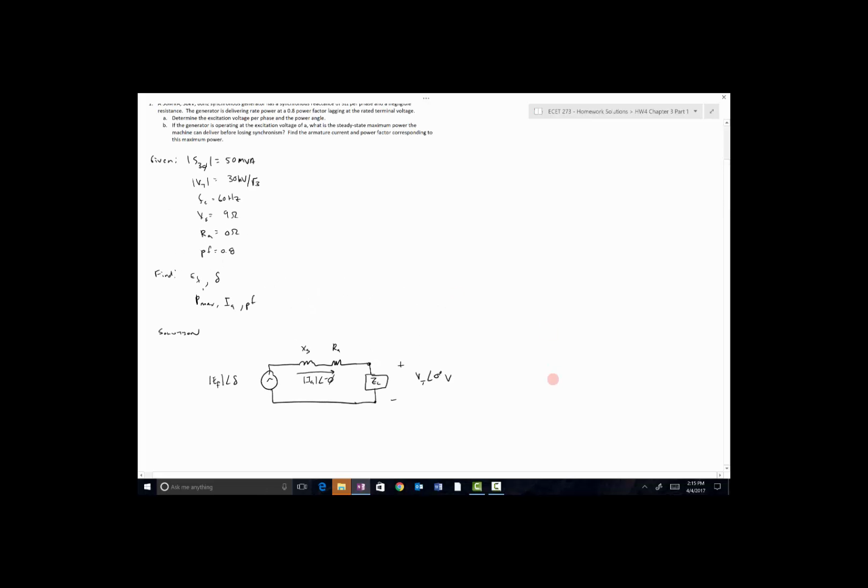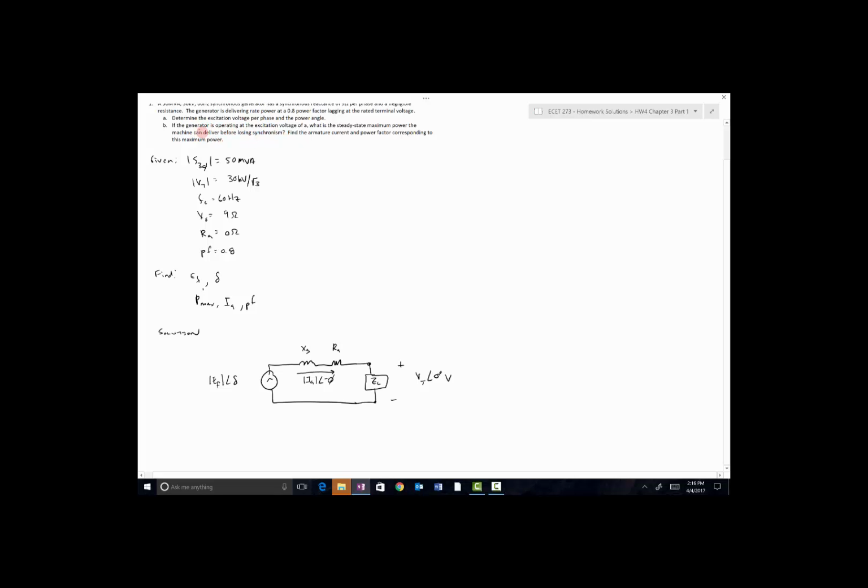And so the first thing is to determine the excitation voltage per phase and the power angle. We extract that from the power information. We use power information and terminal voltage to get current, and we can use that to then solve for EF. We've done that before. The next part is, if the generator is operating at the excitation voltage of part A, what's the steady state maximum power the machine can deliver before losing synchronism?